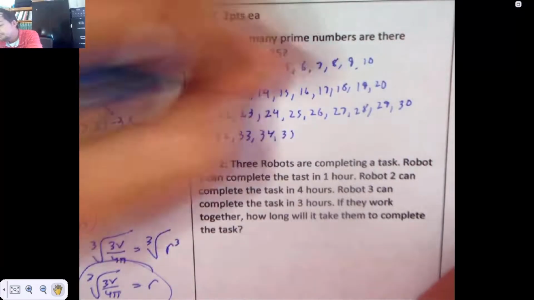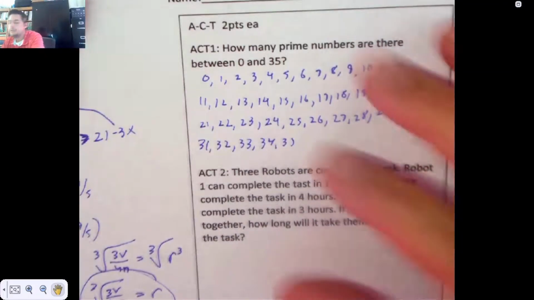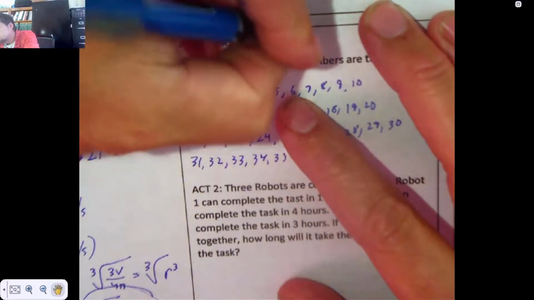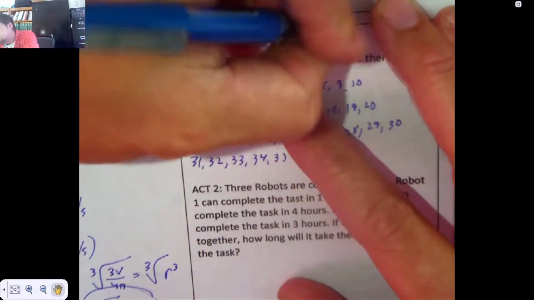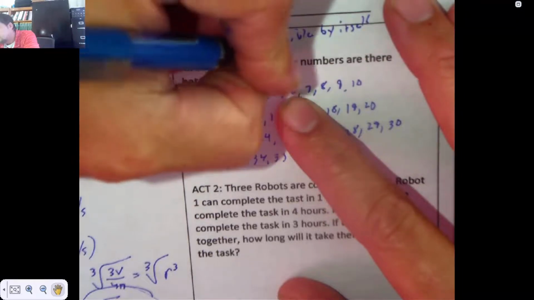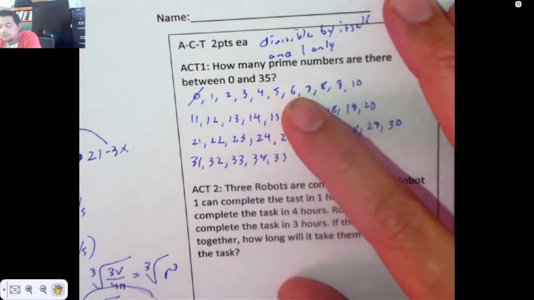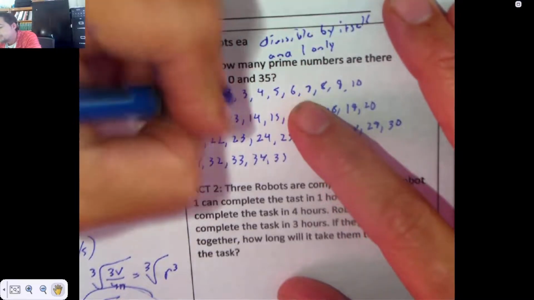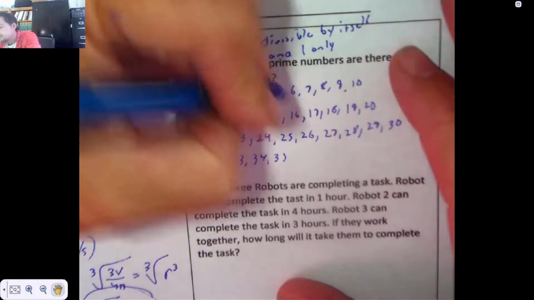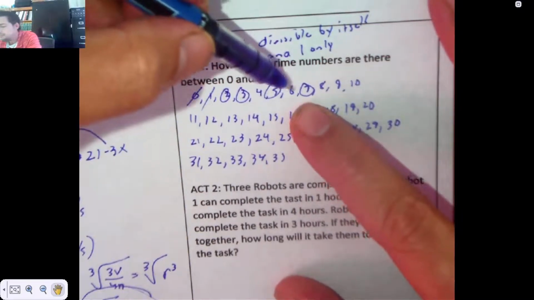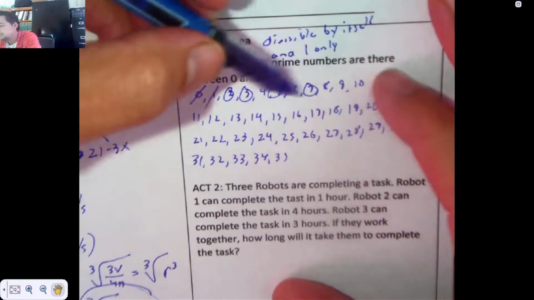All right, so a prime number is divisible by itself and one only. All right, 0 is not prime. 1 is part of the definition. 2 is prime. 3 is prime. 5 is prime. 7 is prime. Why isn't 6 prime? It's divisible by 3. Why isn't 8 prime? It's divisible by 4.